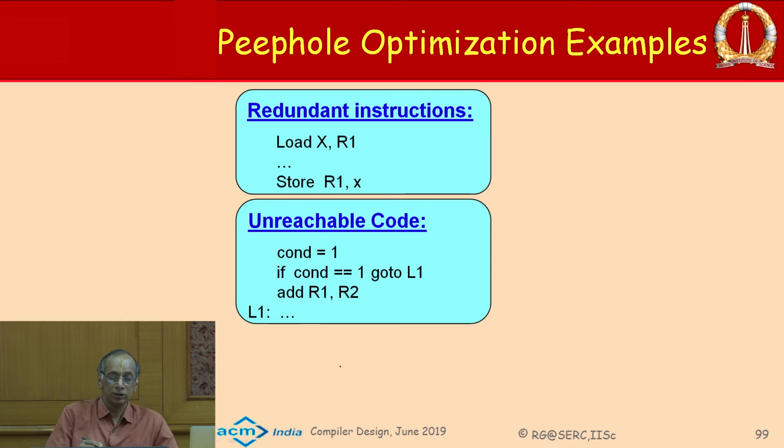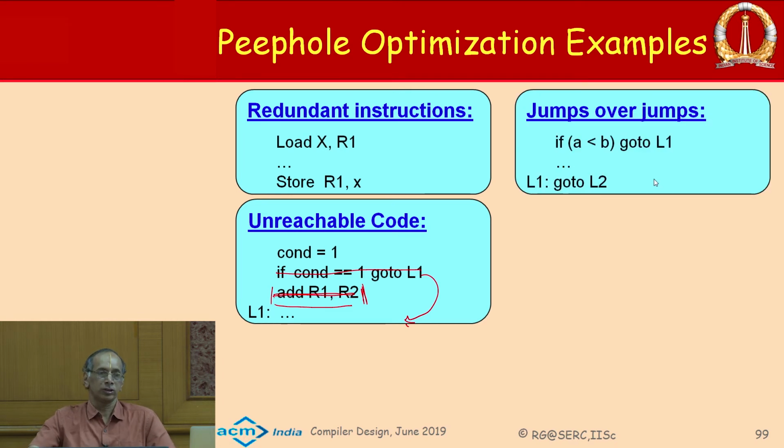Since it is always going to jump from here to here, any instruction that you see here, like the add or any other additional instructions, they are all redundant, they are all dead code. They are never going to be reached and you can eliminate them, and the moment you eliminate this, your L1 is directly below this one, correct. Therefore, this condition is also redundant and can be eliminated, right. So, that is why you apply this peephole optimization repeatedly, right. Jump over jumps, yeah, sorry, question.